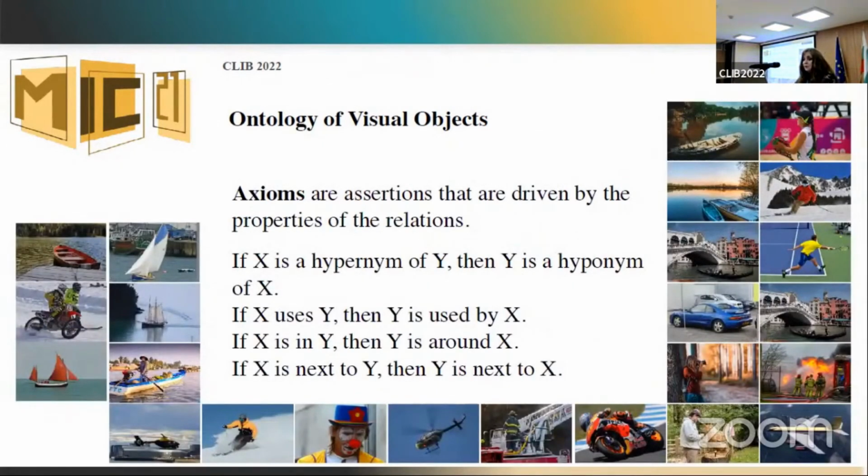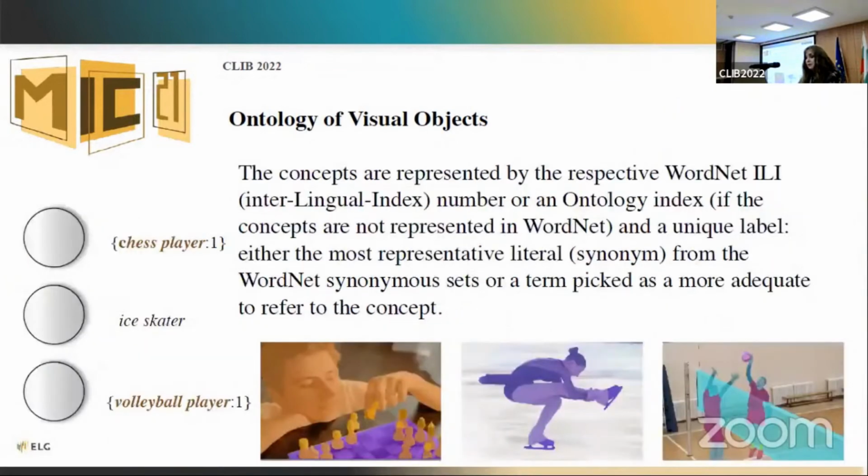We also formulated some axioms. Axioms are statements which were developed on the basis of the features of the relations, for example, and which are always true. For example, if x is on y, then y is around x. If x is next to y, then y is next to x, and so on. Altogether, 15 axioms were introduced in the ontology.